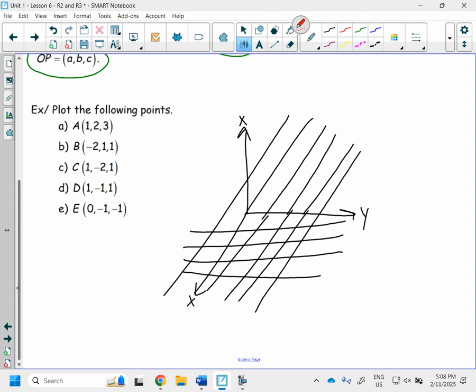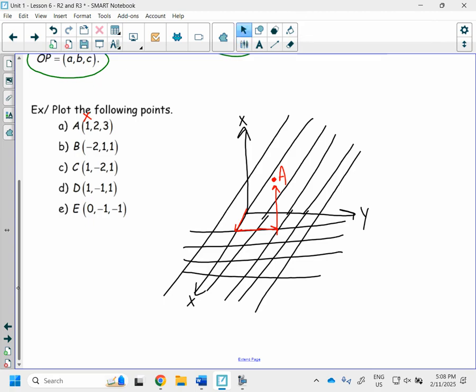Okay, 1, 2, 3 means I have to come out 1 on the x, so I'm coming out here, and then 2 on the y, so I'm going to cross 2. And here's the hard part, I have to go up 3. So here's where you have to imagine to yourself that I'm going up 3 a little bit. So up 3 would be about there. That's point A.